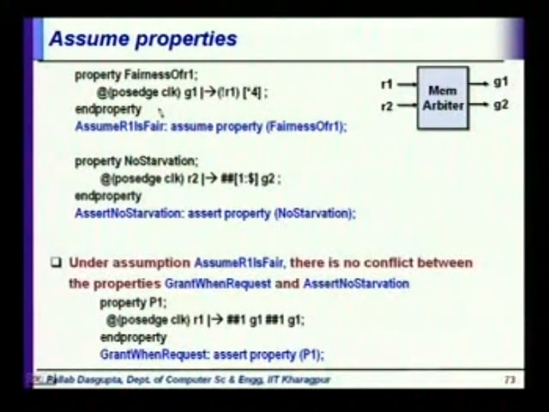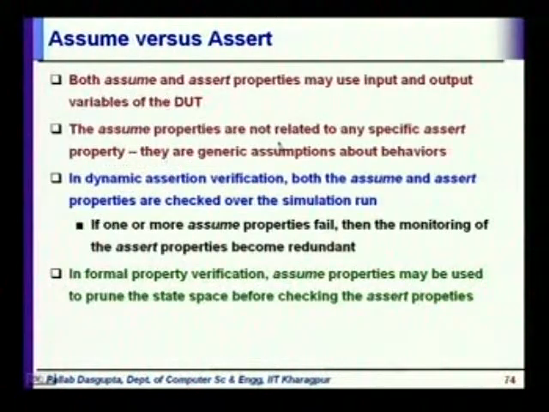We are given that this property holds, right. And that it is given is regardless of what we want to check on the arbiter. So there is no relation between the assume property and the assert property.